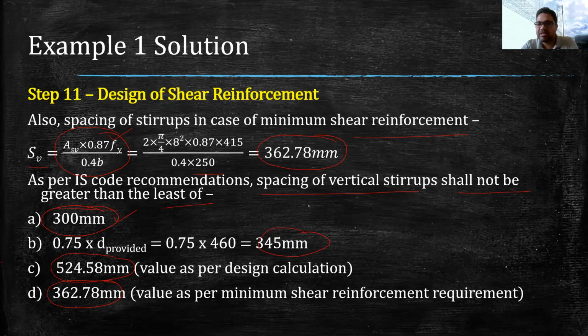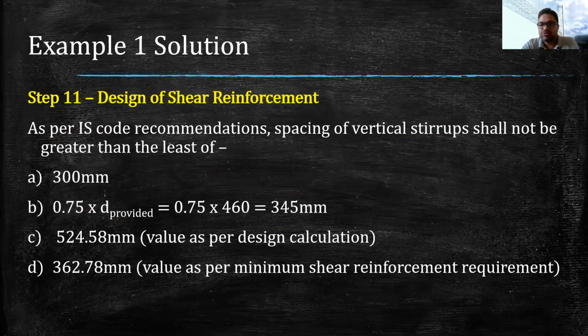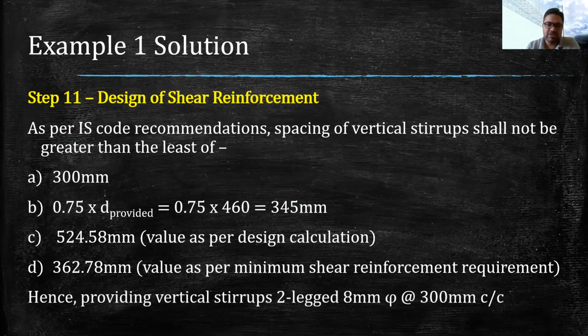So what we will be doing is we will provide our shear reinforcement, I mean vertical stirrups, at the rate of 300 mm center to center spacing. This is what I have written here: providing vertical stirrups as two-legged 8 mm dia at the rate of 300 center to center. This is how we designate the vertical stirrups spacing.